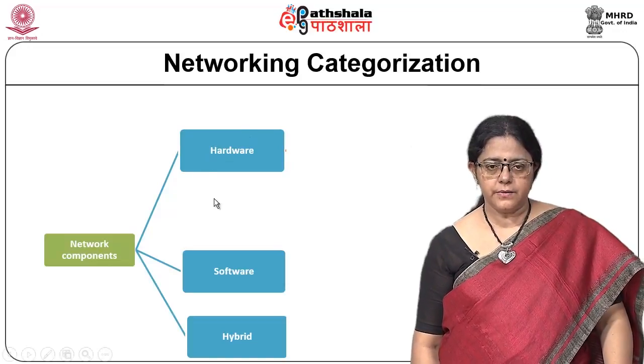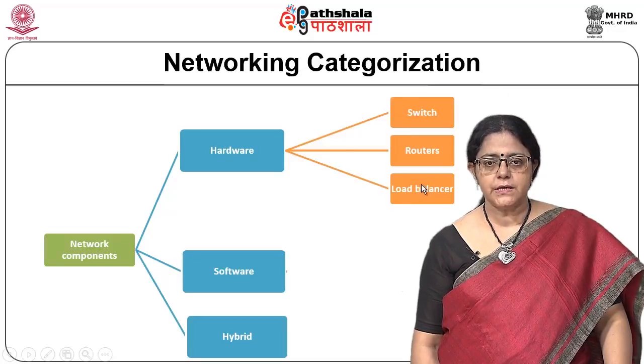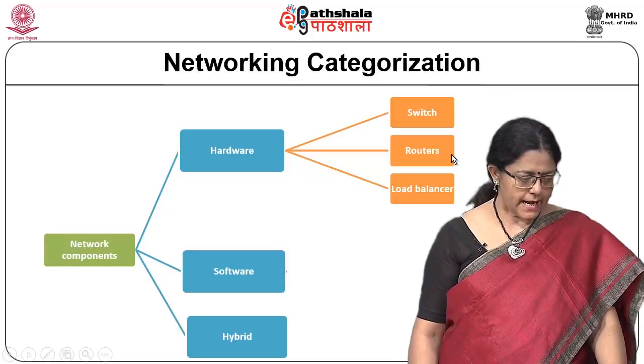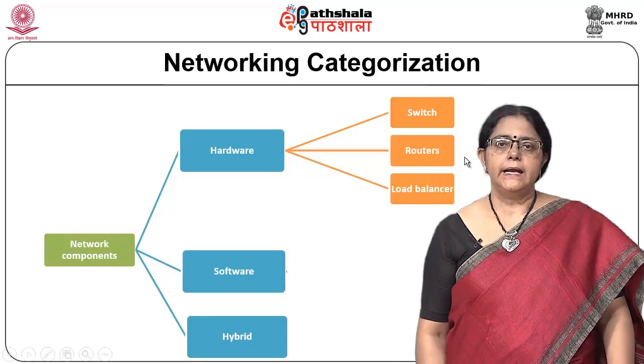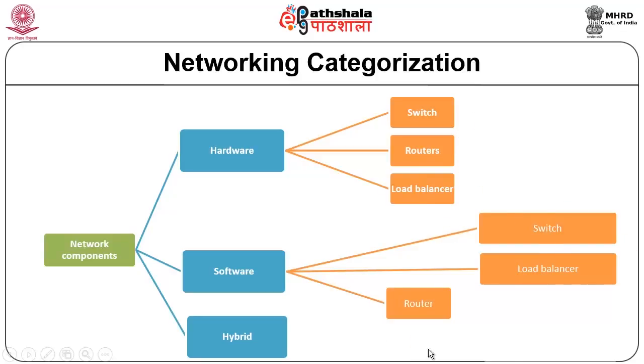So, these are the network components. We have the hardware components, software components, and hybrid components. In hardware components, we have switches, routers, and load balancers. All these components can be implemented in software. So, in software also we have switches, routers, and load balancers, and when we have some part of hardware and some part of software combined, we have hybrid networking components. VPN and VLAN, as we are going to talk about today, are part of the hybrid mechanism.